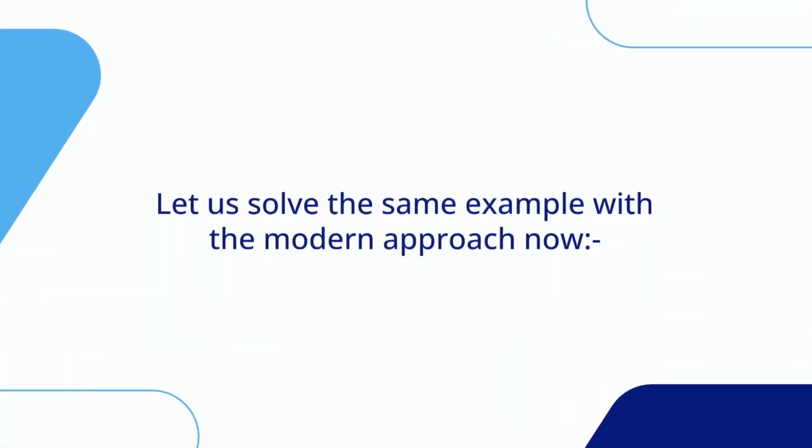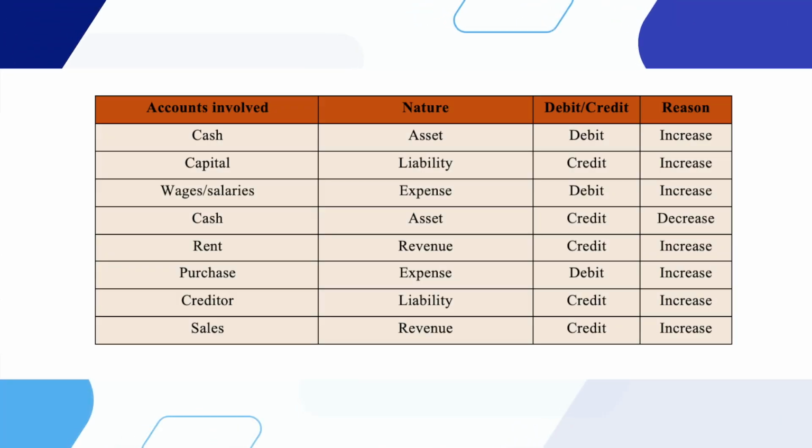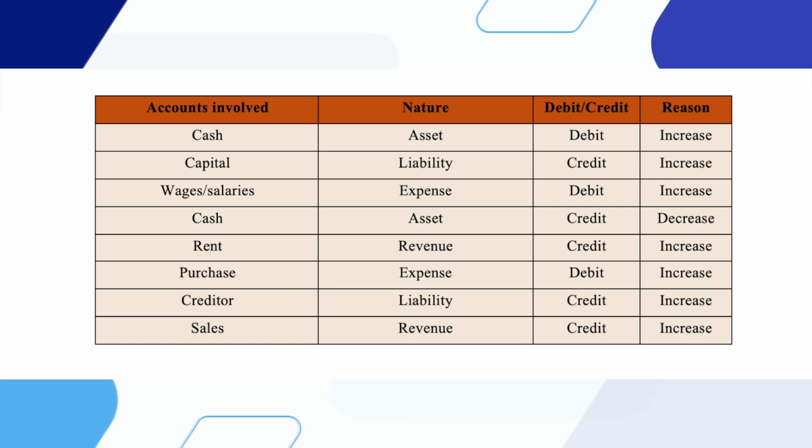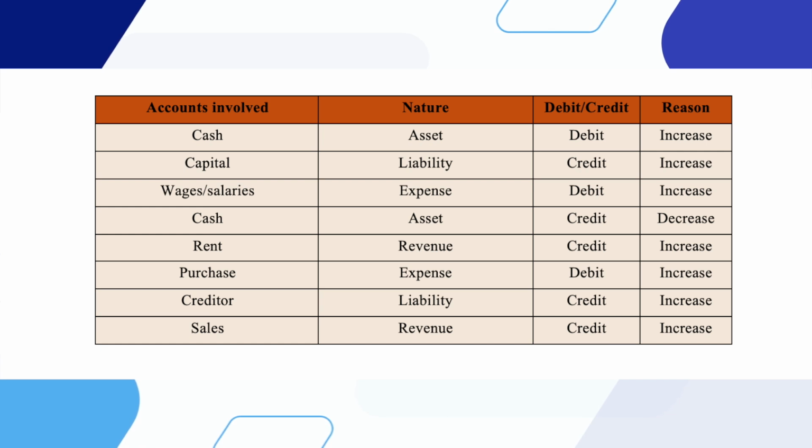Let us solve the same example with the modern approach now. If the account involved is cash, then it is in the nature of an asset and it shall be debited to show any increase. If the account involved is capital, it is in the nature of liability and therefore it shall be credited to show any increase. If the account is wages or salary, then it is in the nature of expense and shall be debited to show an increase. If the account is cash, which is in the nature of asset, it shall be credited to show any decrease.